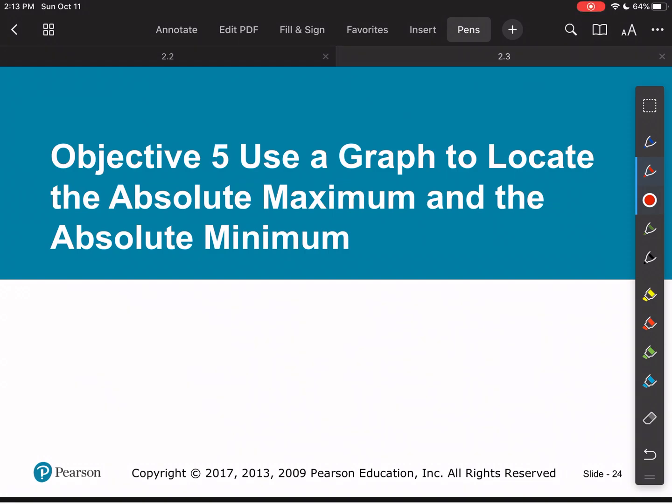All right, welcome back to 2.3. This is going to be part B, looking at the last three objectives here. So objective 5, use a graph to locate the absolute max and absolute min.